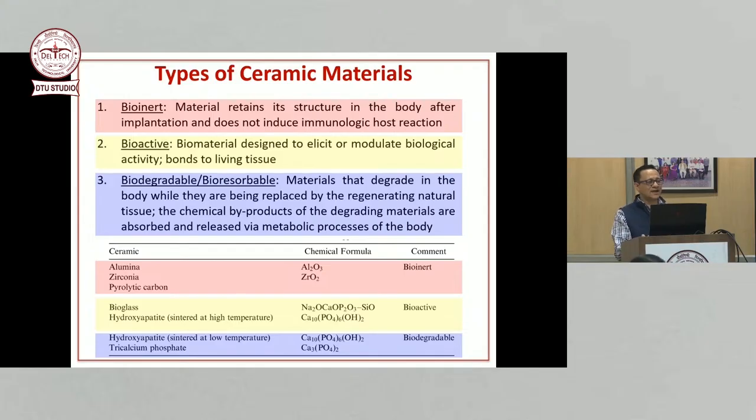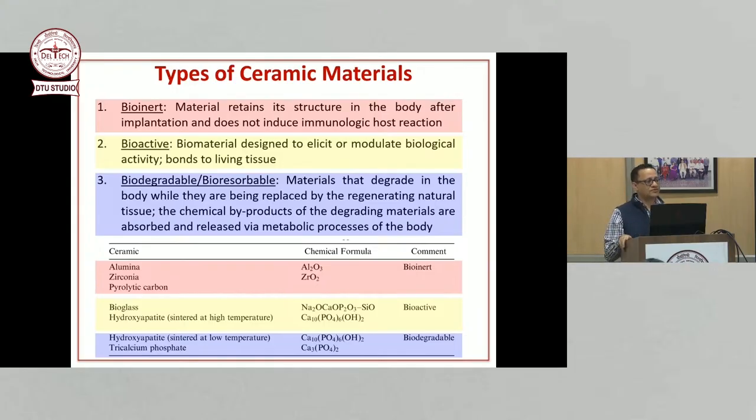Now, ceramics can be bio-inert, bioactive or biodegradable. As the name suggests, bio-inert materials retain their structure in the body and do not induce an immunologic host reaction. They are more inert, right? Bioactive, they are actively working with the tissues in the body. Tissue is binding to the material, so they are more bioactive in the body. Biodegradable, they are slowly degrading.